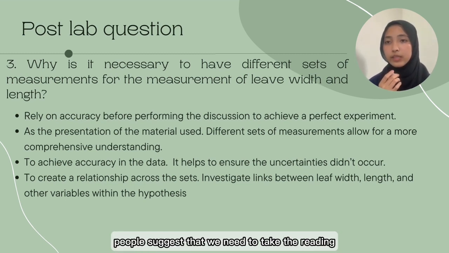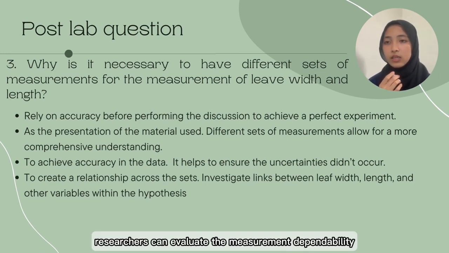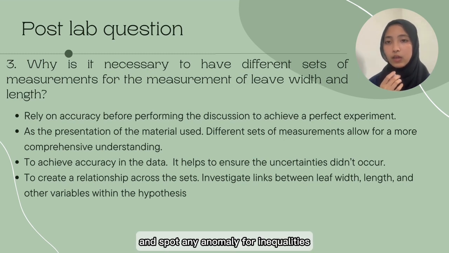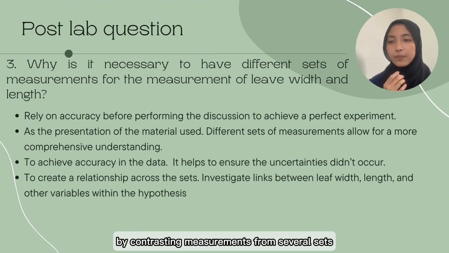Second, accuracy in the data. People suggest that we need to take the reading at least 3 times for a particular material used since it helps to ensure that uncertainties don't occur. Researchers can evaluate the measurement dependability and spot any anomalies or inequalities by contrasting measurements from several sets.